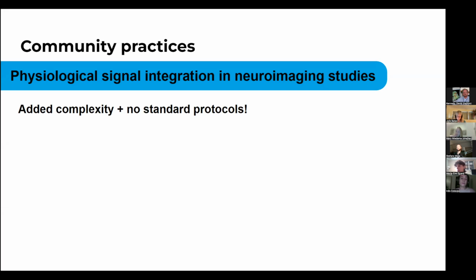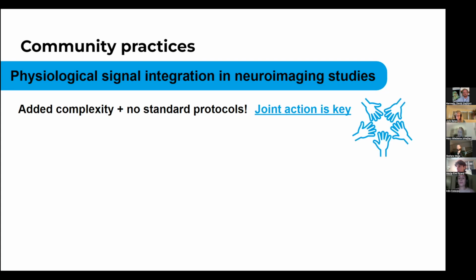It requires oftentimes extra equipment that's usually not even integrated in the neuroimaging part itself. So for example, if you are acquiring in a scanner room, you have to bring equipment that is usually not there. And sometimes there are no standard protocols. So people have been doing physiological signal integration in the late years, but it's not an established thing. So there's still a lot to do. And so as a community, we think that joint action is actually the key to make this better, to make this more systematic, and hopefully improve the research for all of us.